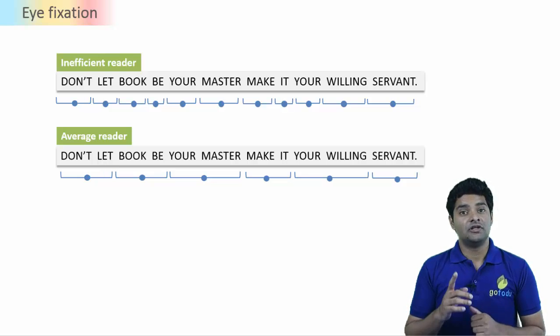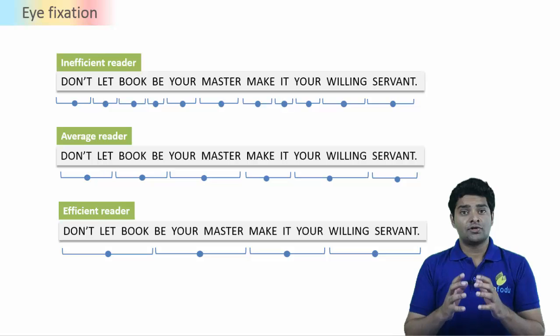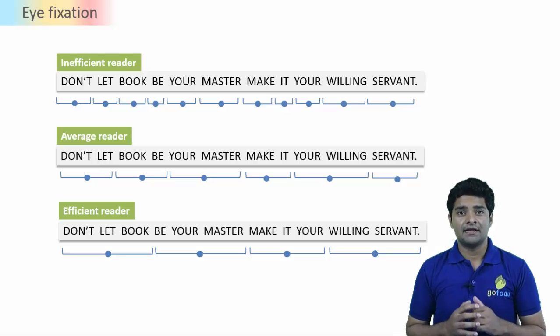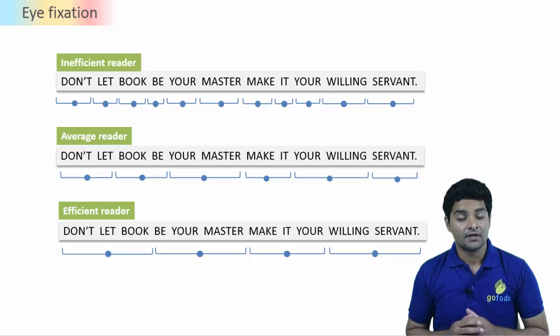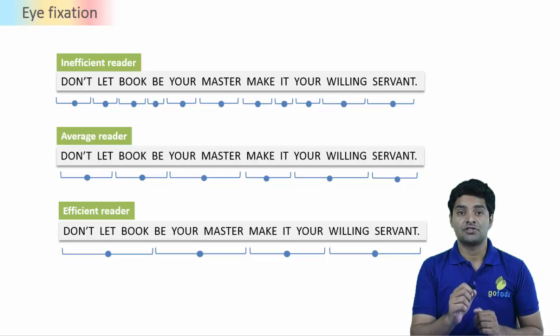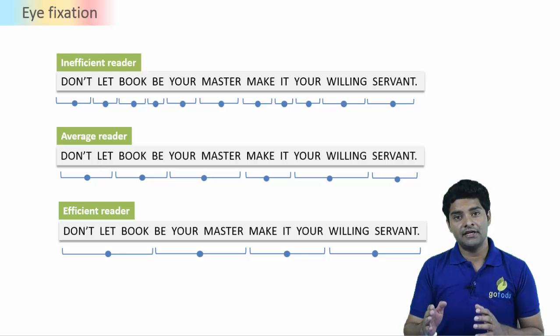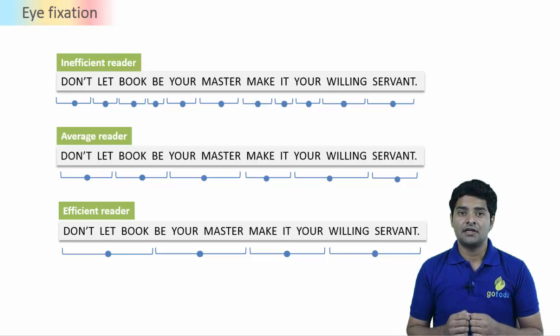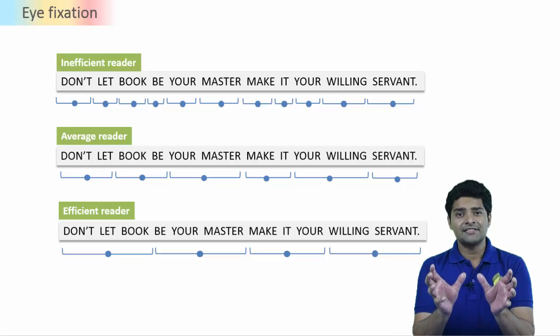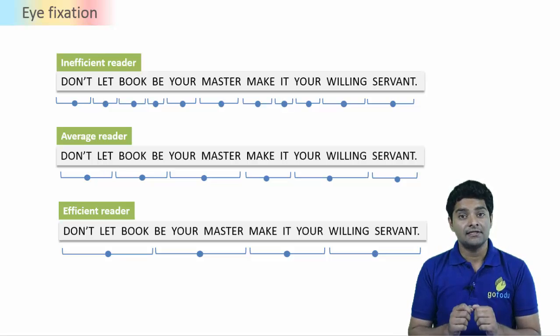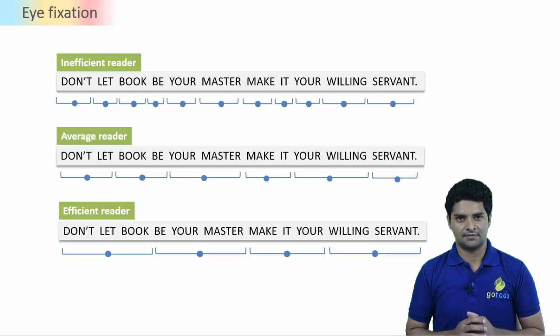Efficient reader will read like this. Don't let book be your master, make it your willing servant. Here, eye fixations are minimum, resulting into faster speed. So from now on, whenever you read, make a habit of taking a bigger snapshot of as many words as you can and minimum fixation of eyes.